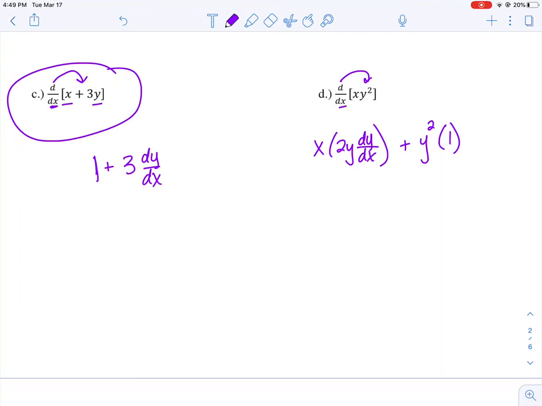Making it look a little bit nicer, I can move this 2 as a coefficient into the front. 2xy dy over dx plus y squared. There is no equal sign in this problem, so my answer doesn't have an equal sign. This is just the rate of change of that expression, the derivative of that expression. We'll do some more here in a second where we have some equal signs.